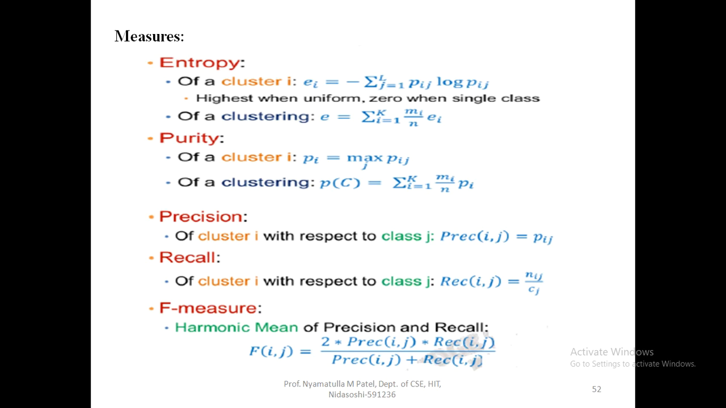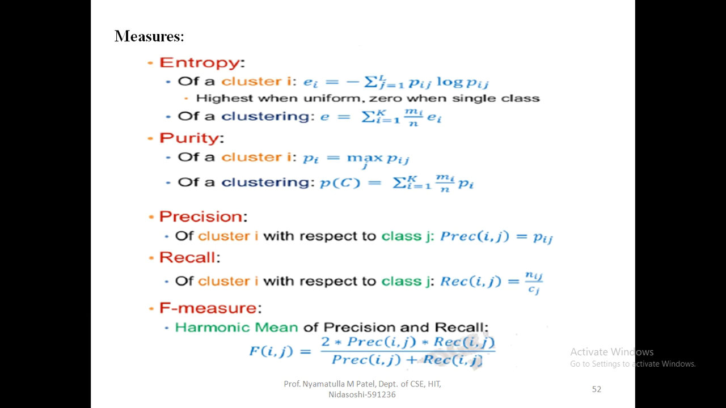Now, entropy of a clustering is equal to summation i equal to 1 to k, m_i by n into E_i. Then purity of the cluster, P_i, is equal to maximum of P_ij, and purity of the clustering, P(C). P_i is the purity of one cluster, and P(C) is nothing but purity of the complete clustering, that is equal to summation i equal to 1 to k, m_i by n into P_i.